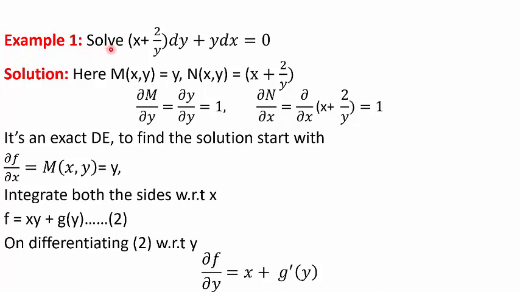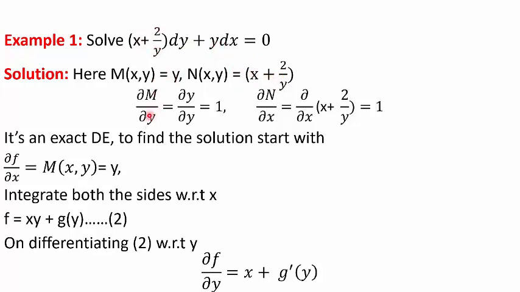In the first example, we are asked to solve the differential equation (x plus 2 by y) dy plus y dx is equal to 0. Now, whenever we are given a differential equation, we will first check what is M and what is N. The function associated with dx is taken to be M and the function associated with dy is taken to be N. In our example, M is y and N is x plus 2 by y.